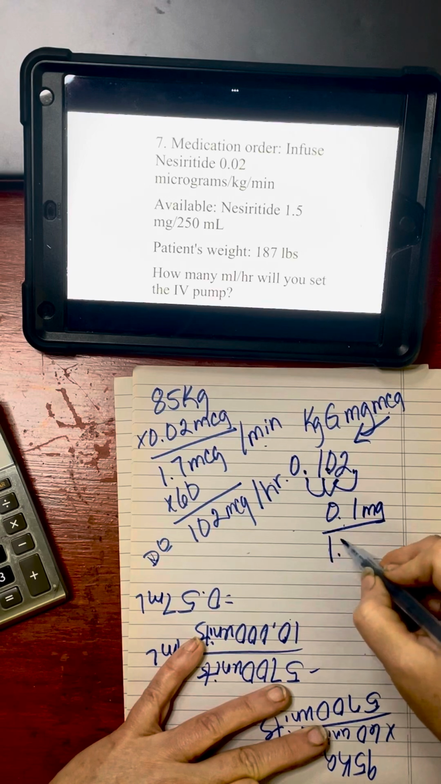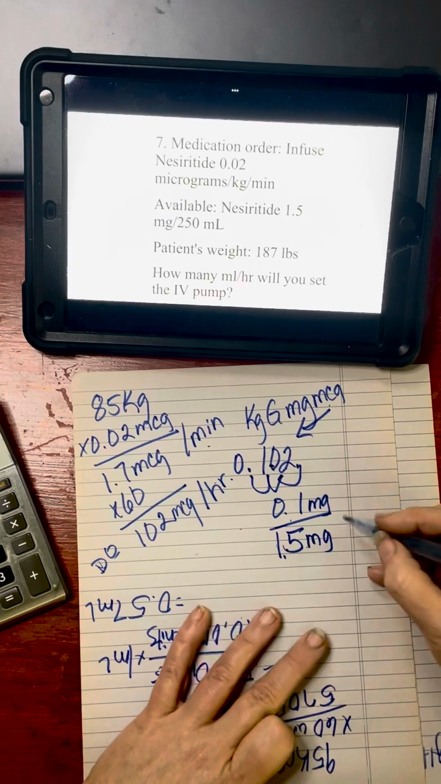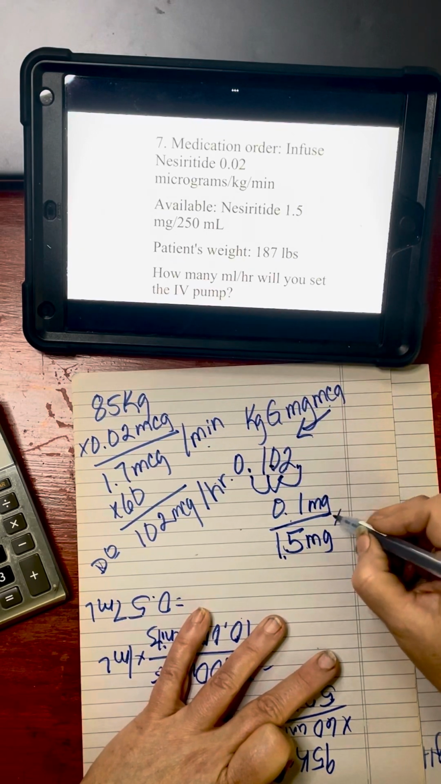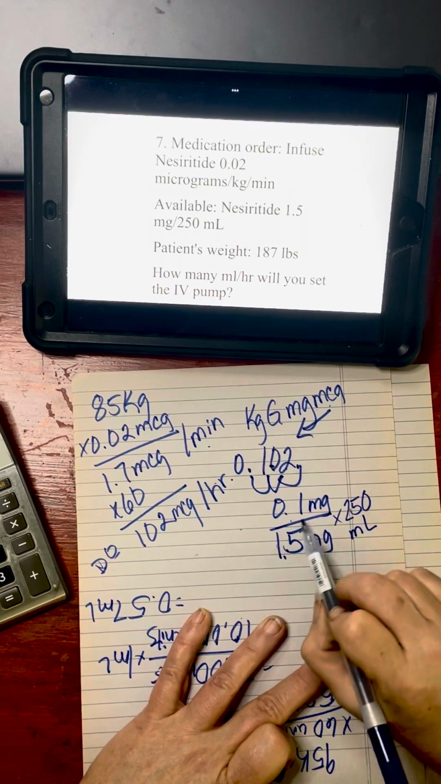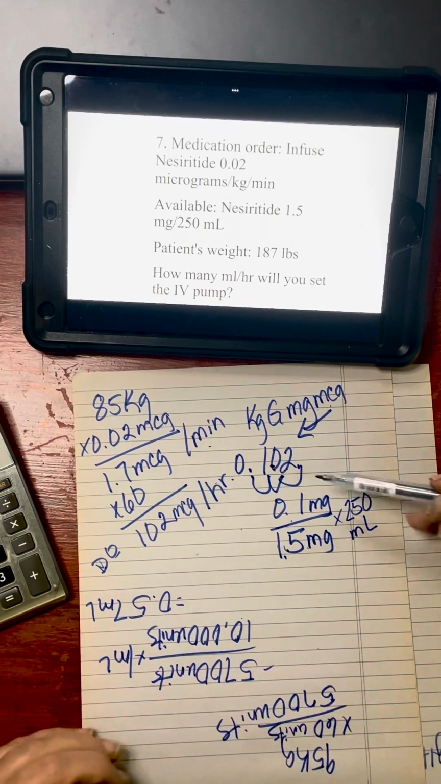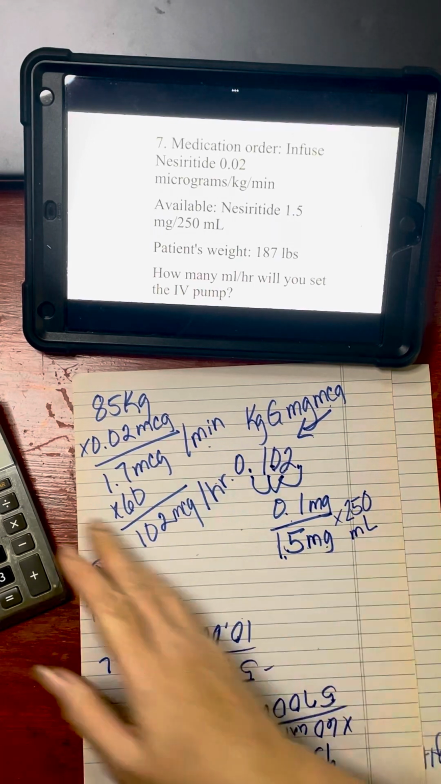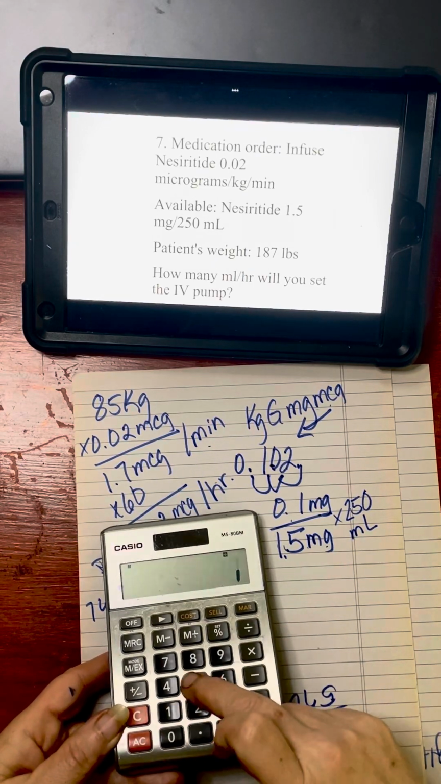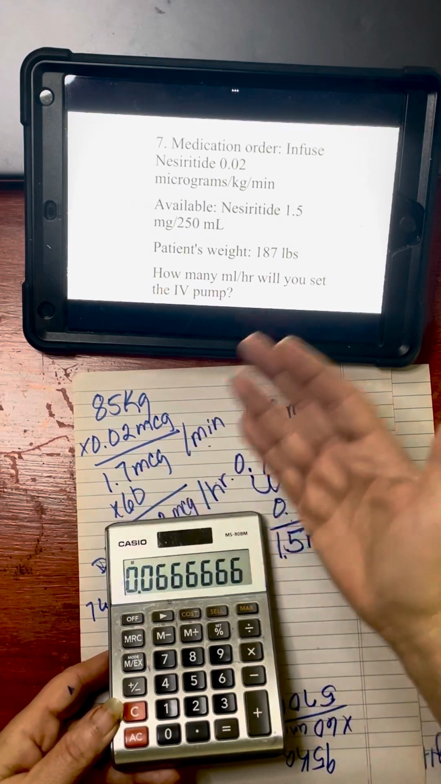What we have is 1.5 milligrams. I'm going to show you what caused me to pause. 1.5 milligrams. How does that come in 250 milliliters? So we're going this divided by that times 250. So get your calculator. 0.1 divided by 1.5 equals, don't look because you're not done. Just don't, because it's not going to make sense.